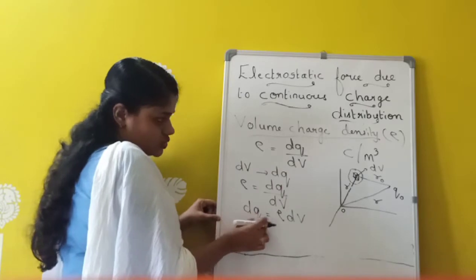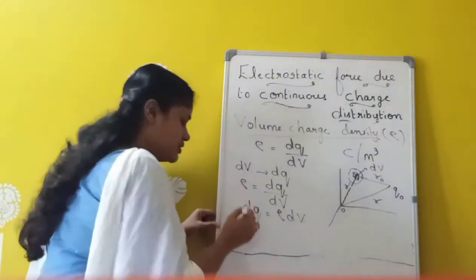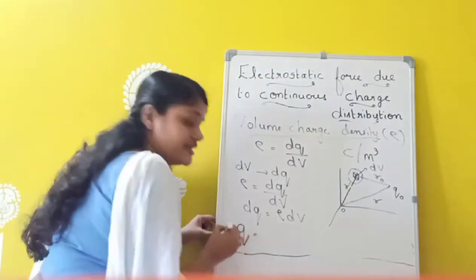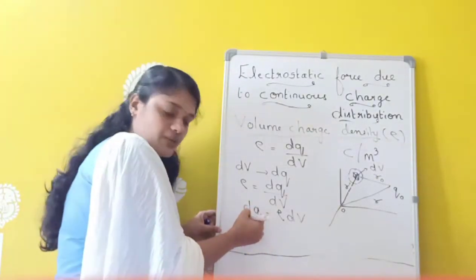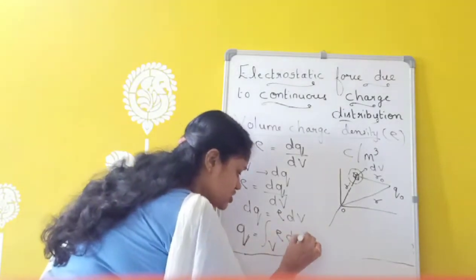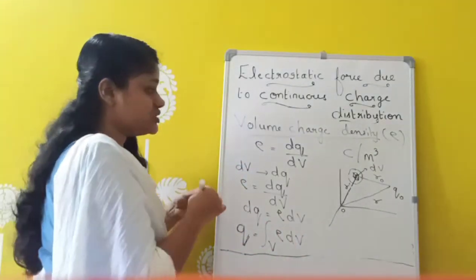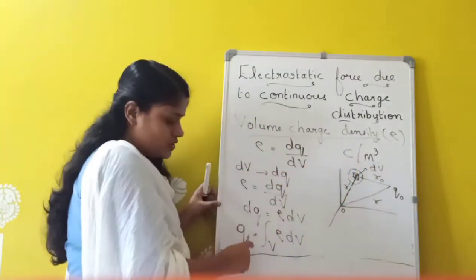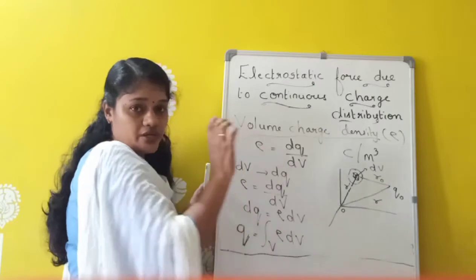Now we have to find the total charge of this sphere, that is Q. So Q equals, we have to take the integral. Here we have to take a volume integral of rho into dV. So this is the total charge of this sphere. The total charge of the spherical surface is Q equals the volume integral of rho into dV.